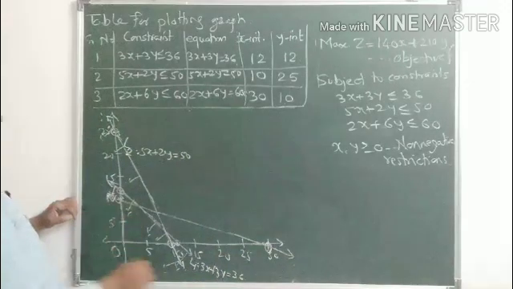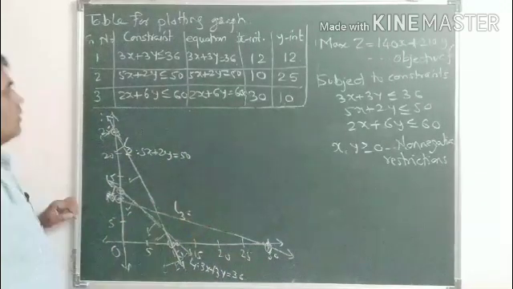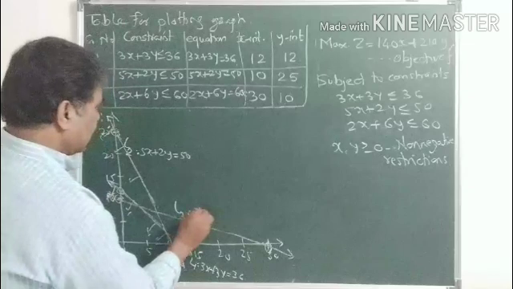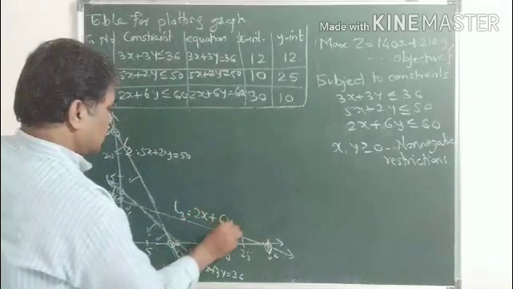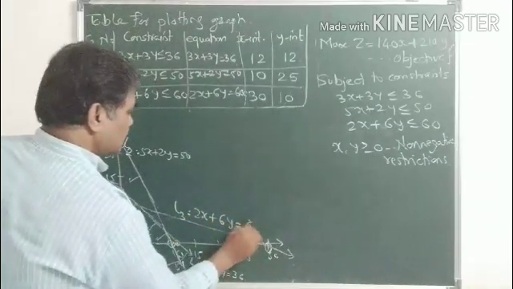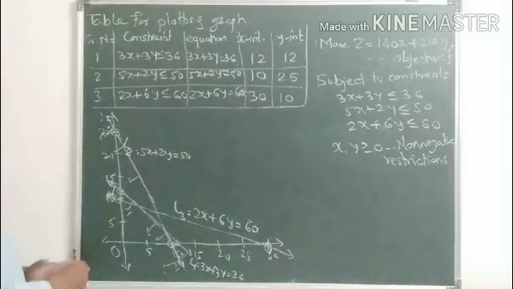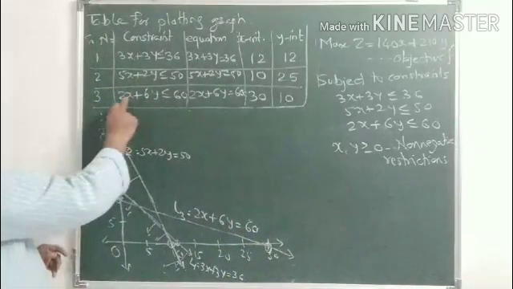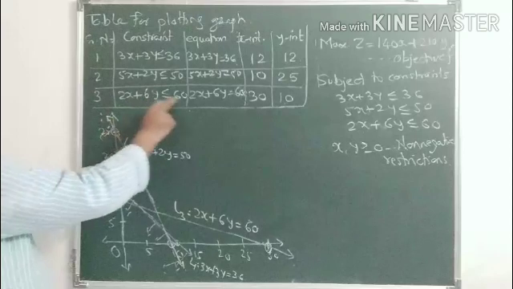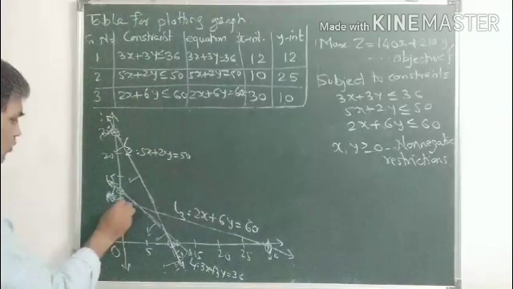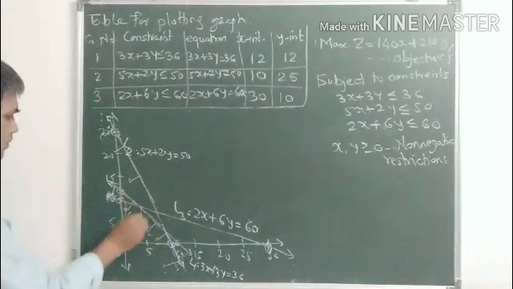So this is my L3: 2x plus 3y is equal to 60. For this, again (0, 0): 0 plus 0 is less than 60, which means the origin side region for this also.